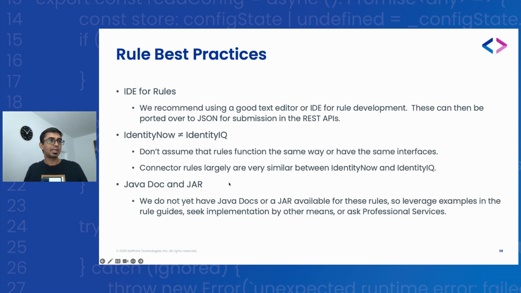Whereas the connector rules are almost similar between IdentityIQ and IdentityNow. We do not have Javadoc published for IdentityNow, so we encourage everyone to leverage the examples available in the rule guide, and if more assistance is needed, it's better to reach out to the professional services team through an expert services ticket.